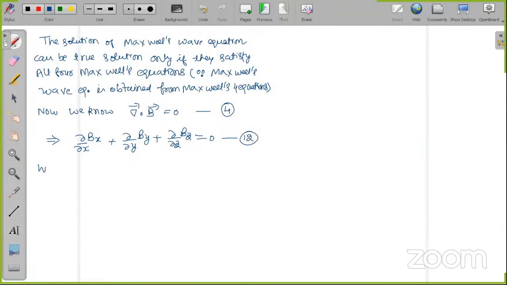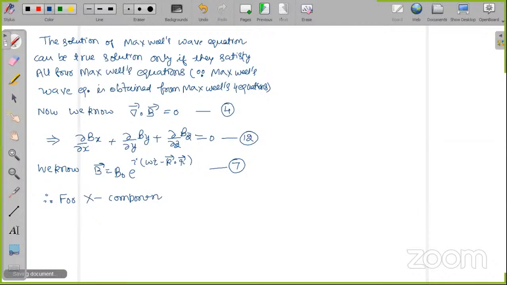We know that B vector is equal to B0 e raised to the power iota (omega t minus k dot r). This is the sixth equation. This is the seventh. This is equation 7. So therefore, for the x component, what will equation 7 become? Please tell me.